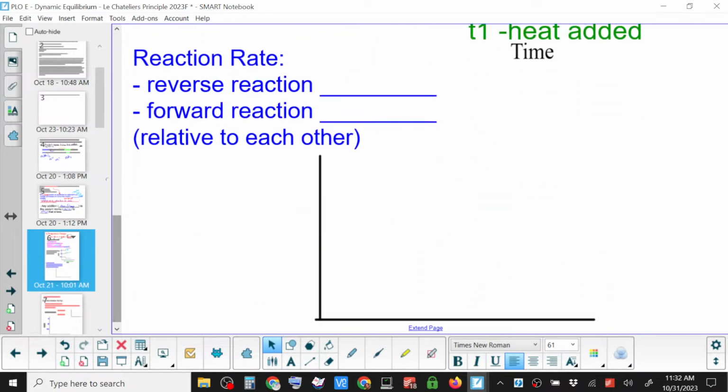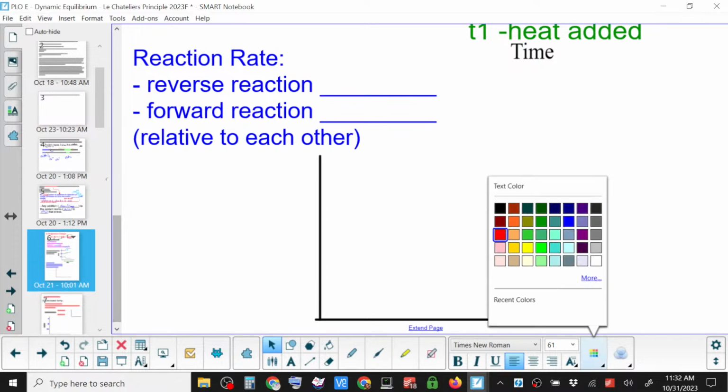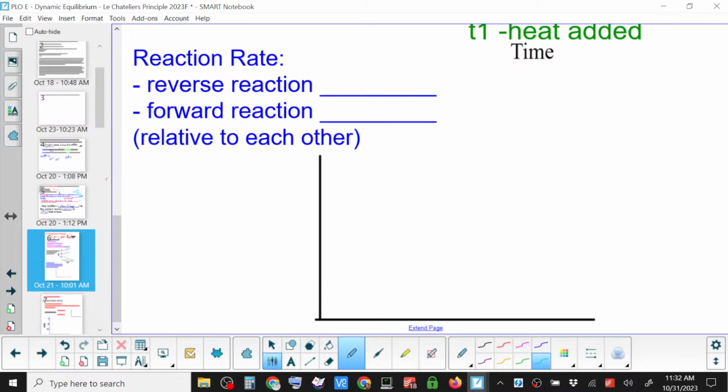I would like you to graph the forward and reverse reaction rates. So let's see, colors. I am going to make forward rate, let's make it blue, and I'll make reverse rate red. What does blue and red make? Oh, excellent. So I have a color for that.